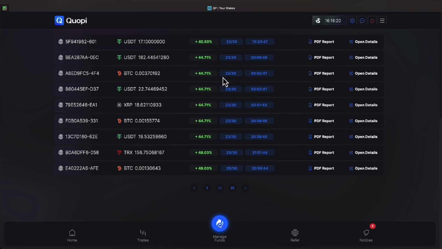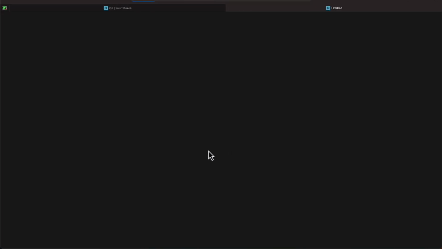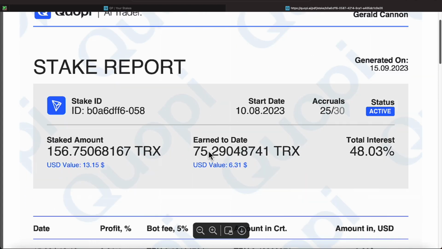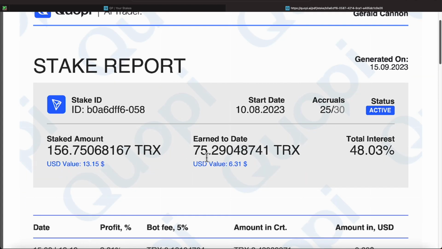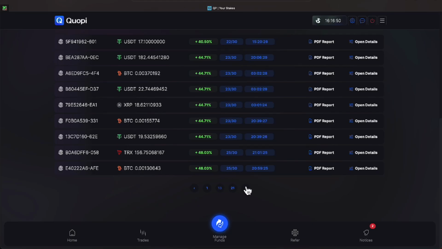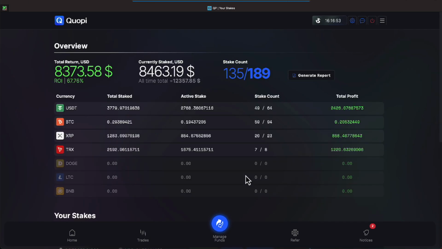On 22 trading days, Quopi has returned 44.50%, and on 23 trading days, Quopi has achieved a 44.71%. And on 25 trading days, Quopi has achieved a 48.03. Let's take a look at this Tron that we gave Quopi to work with. We gave Quopi $13.15 in Tron, and Quopi has returned to us $6.31 in Tron, or 48.03%, and still has five more trading days, everybody, because that is a 25 of 30 that we were looking at.